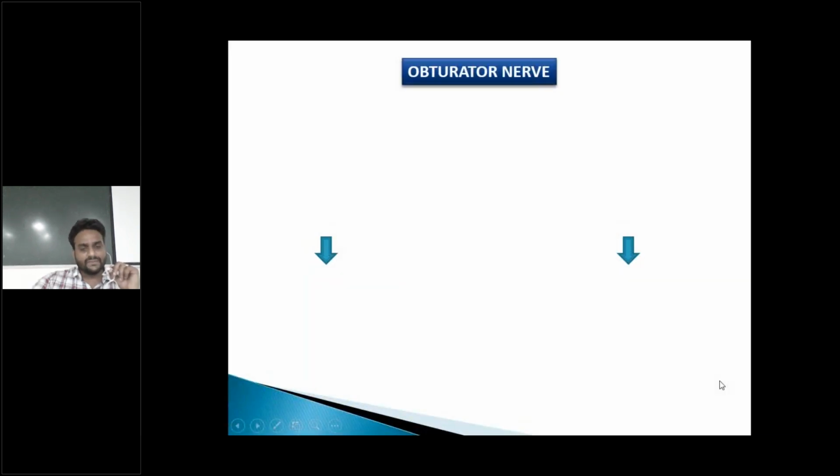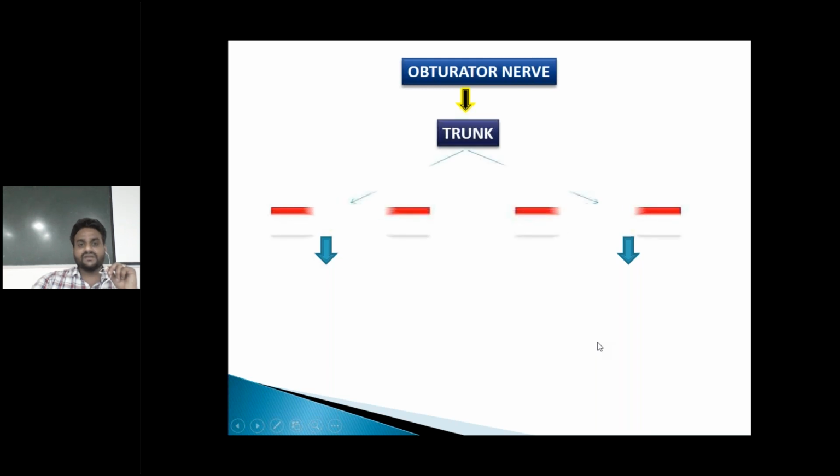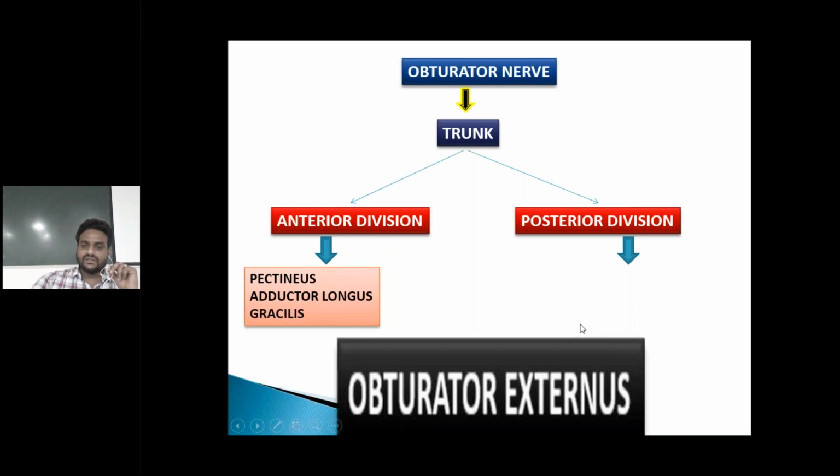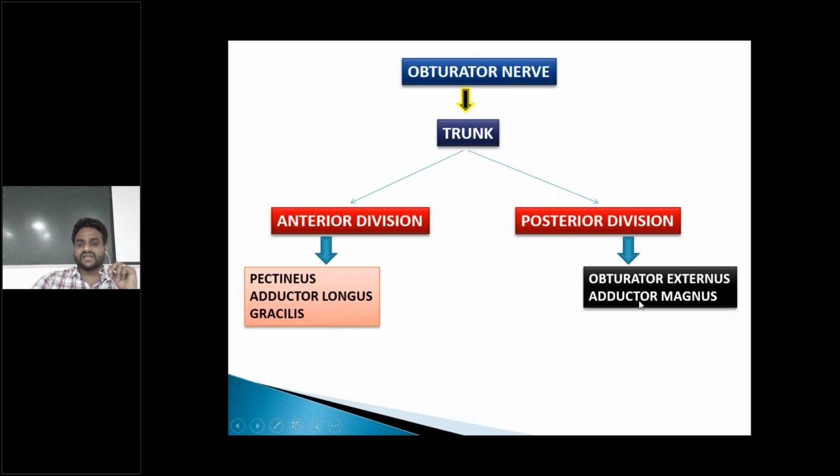Next we come to the branches of the obturator nerve. The obturator nerve trunk is present within the pelvic cavity. Then it divides into anterior and posterior divisions within the medial compartment of the thigh. These two divisions supply the muscles of the medial compartment. The anterior division supplies the pectineus, adductor longus and gracilis. The posterior division supplies the obturator externus and adductor magnus. This is the nerve supply of the medial compartment of the thigh.